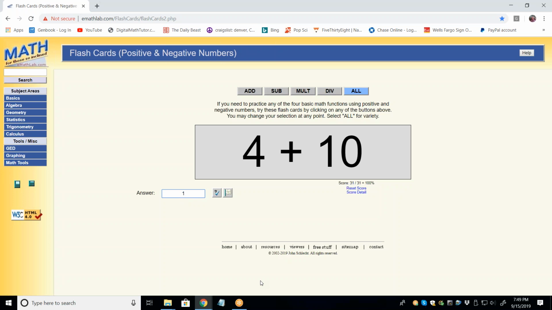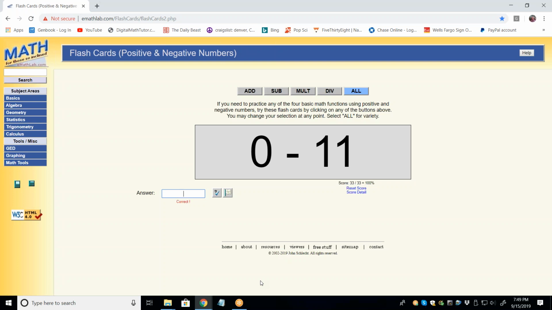14. Fast. 2. Fast. 0. Only when you're multiplying and dividing.